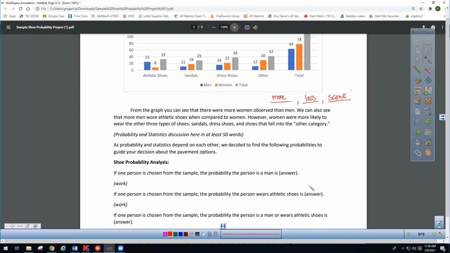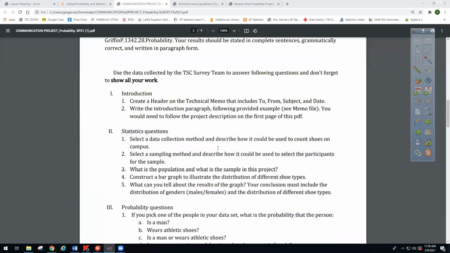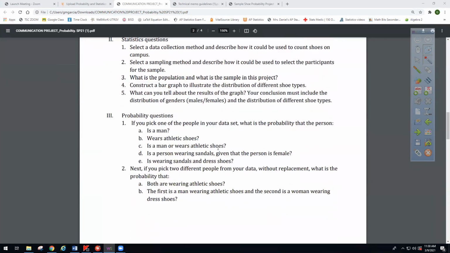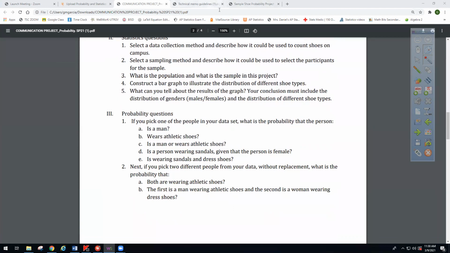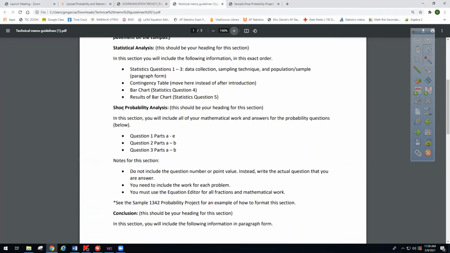Okay, the next one that we're going to do is the probability questions. So let's go back to the technical memo. Shoe probability analysis. This should be your heading for this section. In this section, you will include all of your mathematical work and answers for the probability questions below. Remember, guys, this is a test grade, so you need to show your work. You need to show your work. So this is the order you're going to present your questions and your answers with the work.